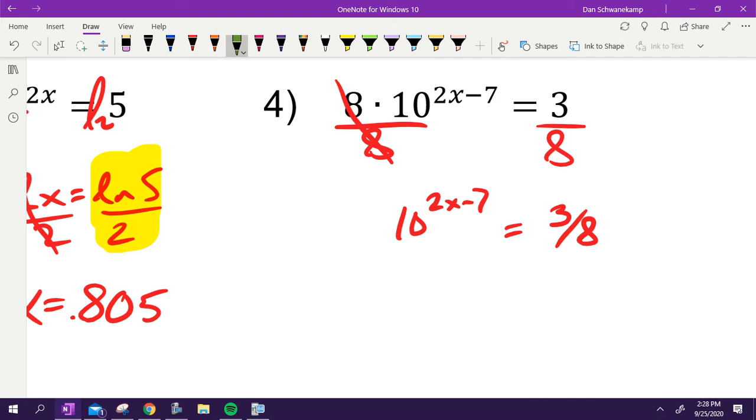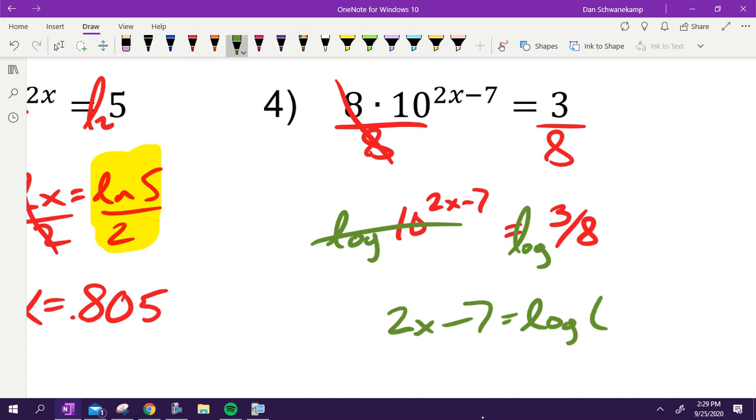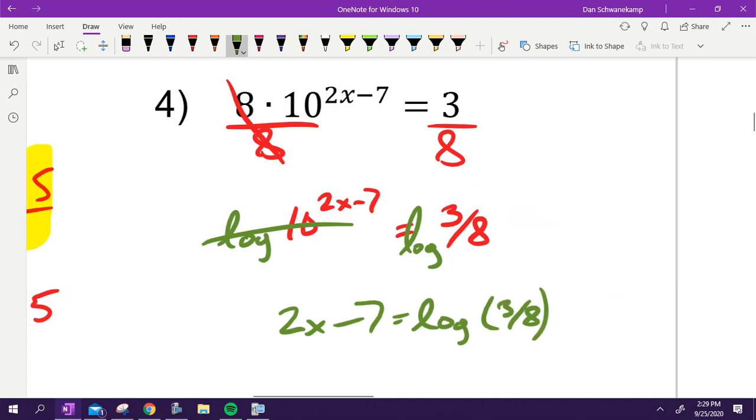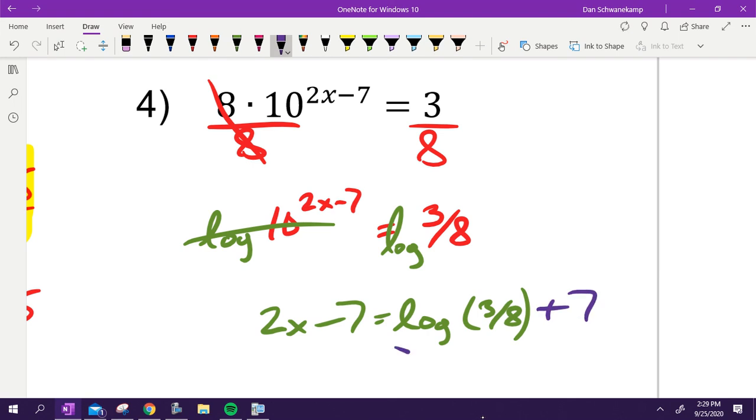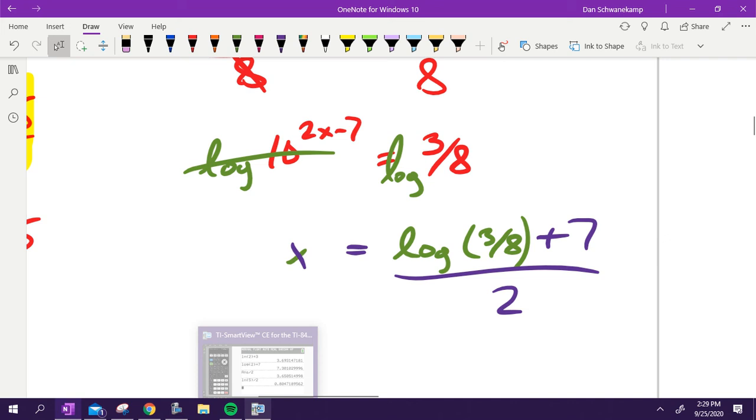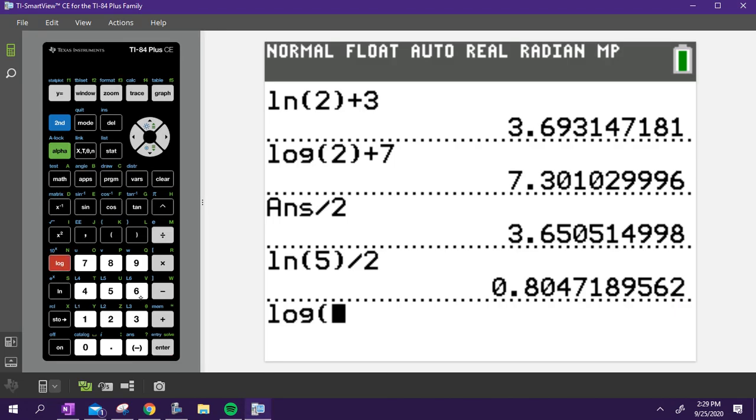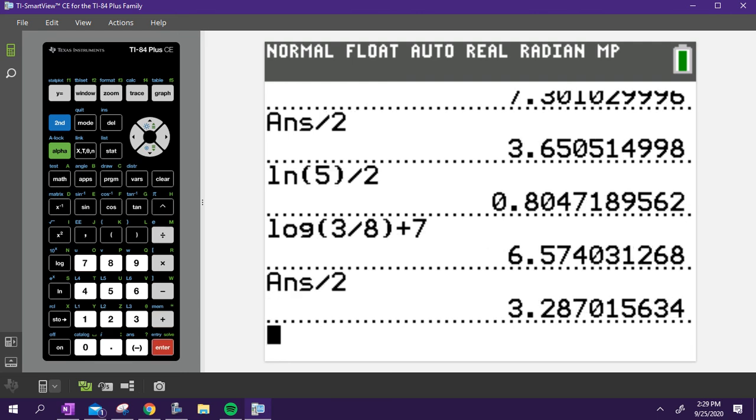Caroline, what'd you do next? The log of both sides. Good. It's base of 10. And so to cancel it out, she is taking the log of both sides, which would be the opposite of 10 to a power. That goes away. So 2x minus 7 is equal to the log of 3/8. That's weird, but who cares? And then I would add 7 and divide by 2. That's what x is. That's my answer. Just a matter of typing that in. So again, in my calculator, log 3/8 plus 7, divided by 2. 3.287.